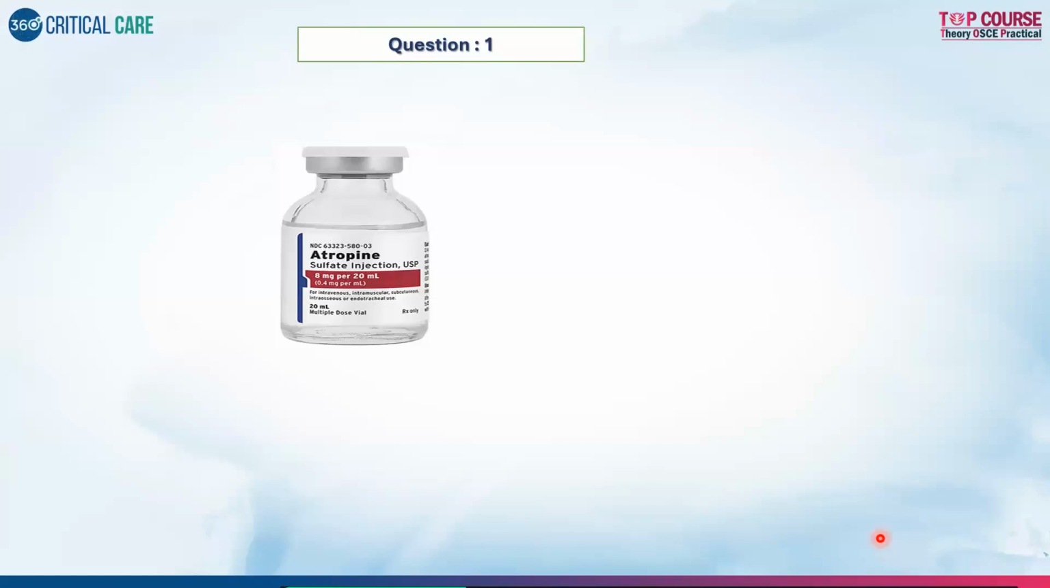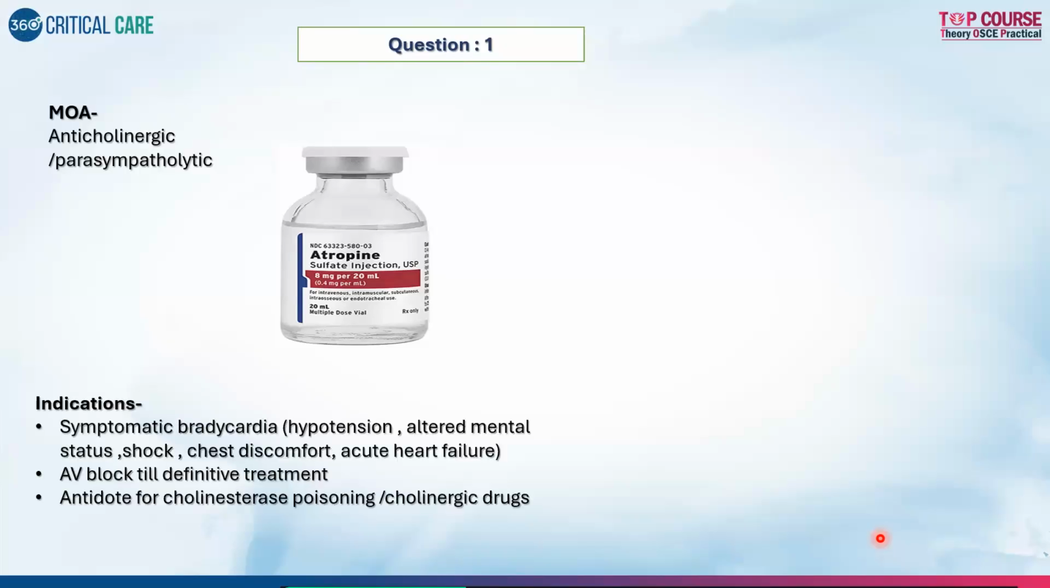This is the first question. What is this drug? If you're given this drug, how are you going to describe it? Okay, this is the vial that you're given. So this, first of all, is a vial of atropine sulfate. It is a 20 ml vial. It has 8 milligram per 20 ml, and it is an anticholinergic. That is the mechanism of action.